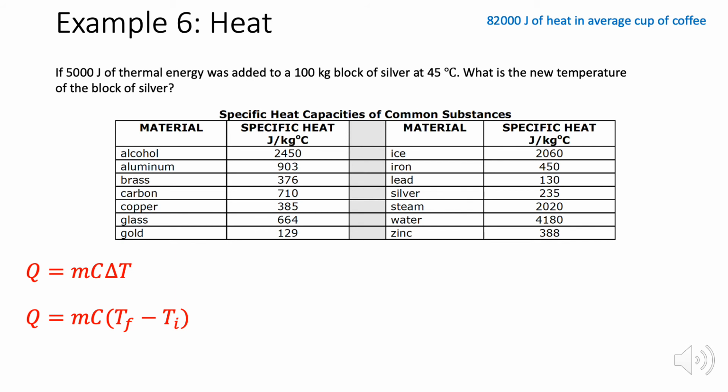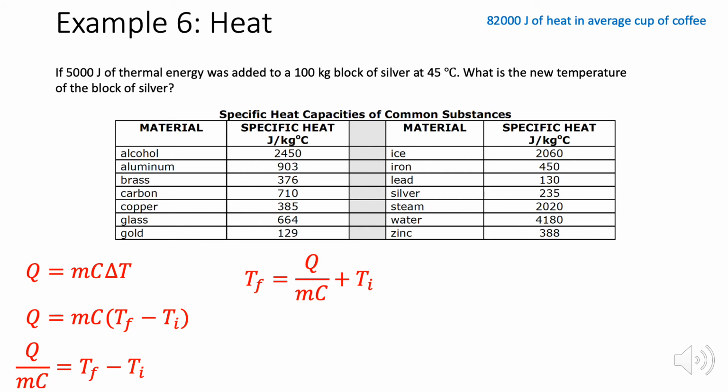Now the first thing we want to do if we want to rearrange this is going to be to divide by mc on both sides. And that's going to get rid of it on the right hand side. The next thing I want to do is add the initial temperature on both sides, which will get rid of the initial temperature on the right side. So my equation for the final temperature will be Q divided by mc plus Ti.